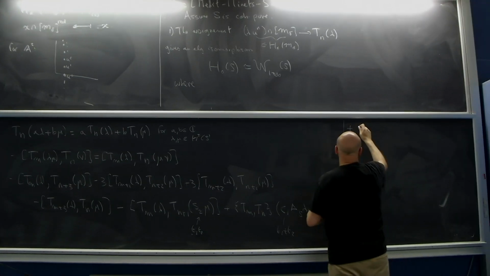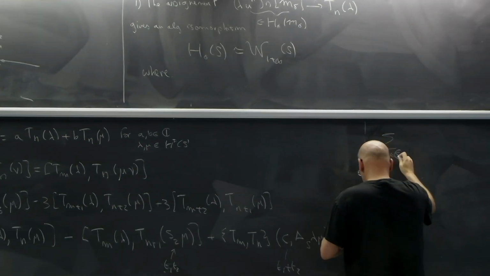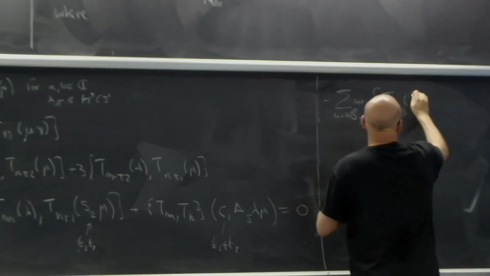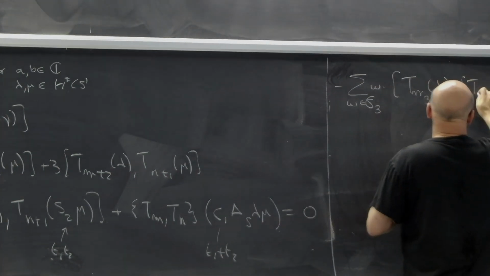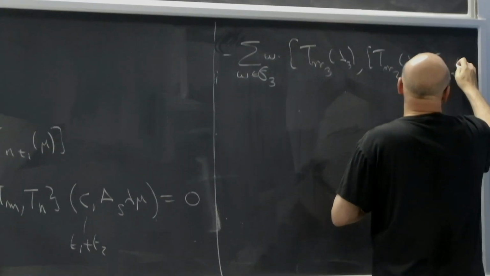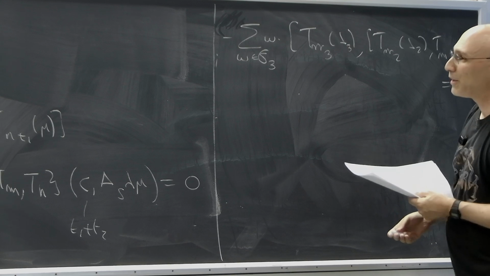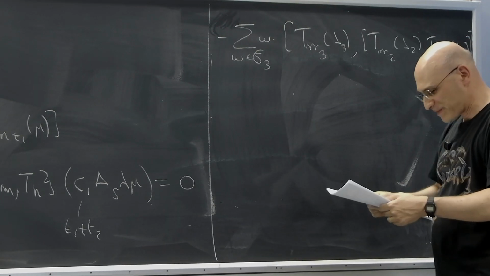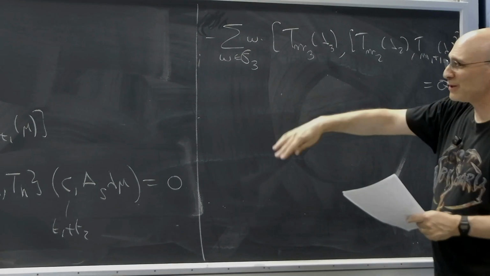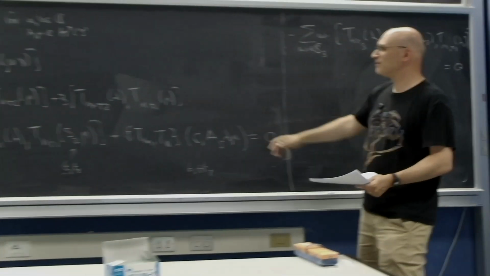Plus the cubic Serre relation, maybe I just write it: the sum for w in S3, w applied to T_{m3,λ3}, T_{m2,λ2}, T_{m1,λ1} equals 0. And this is graded with certain gradings. So when you first look at this, you probably don't like it too much.